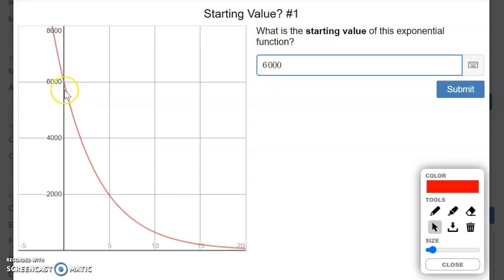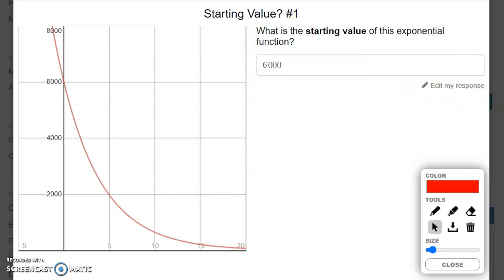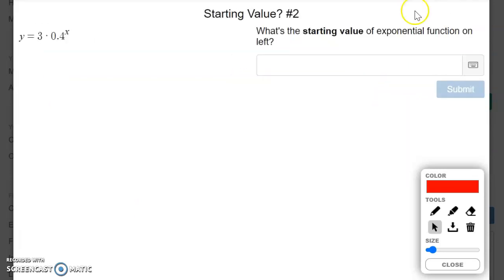And then from here, every time the x is increasing by 1, it's being multiplied by some number. From this equation, what is the starting value? In this case, what do we know about the starting value? 0.4 is the multiplier because that's the number with the x as the exponent. The number without the exponent is the starting value, and that is going to be 3.